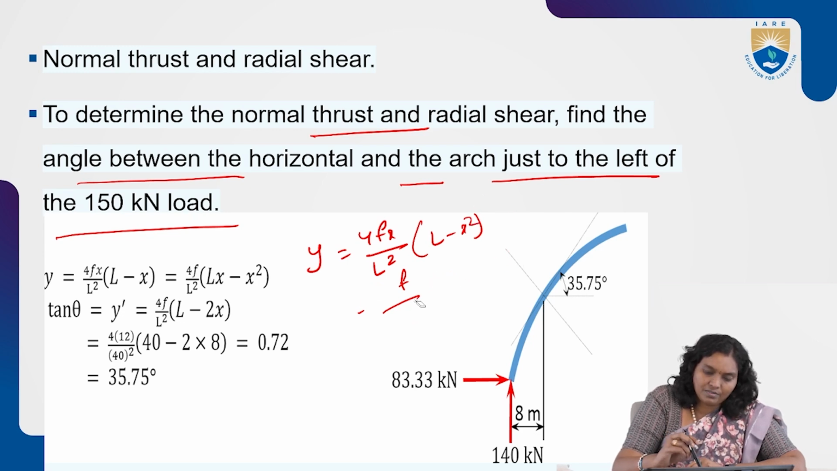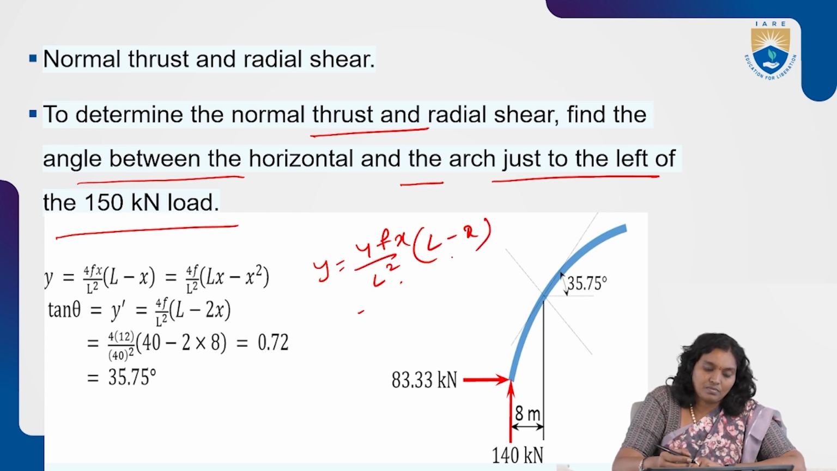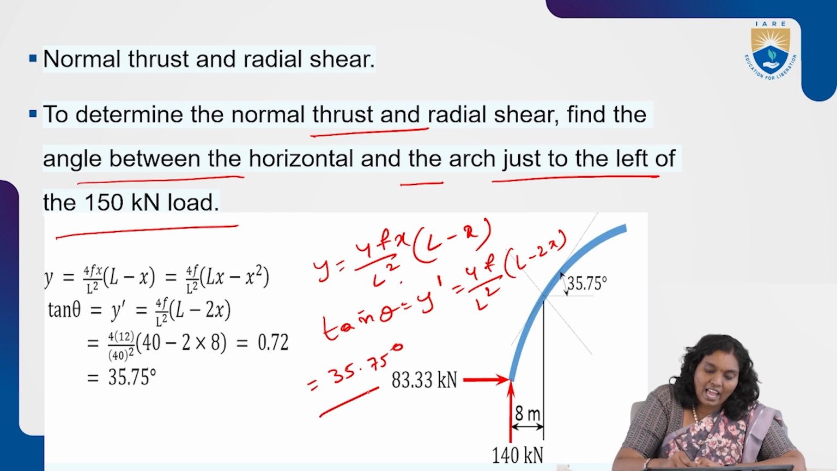X square. This is the formula. So this is equal to, we know the formula. So y is equal to 4f by L square, L minus x. After that we are going to find tan theta is equal to y dash, which is 4f by L square, L minus 2x. So substitute all the equations. Finally we will get the angle.